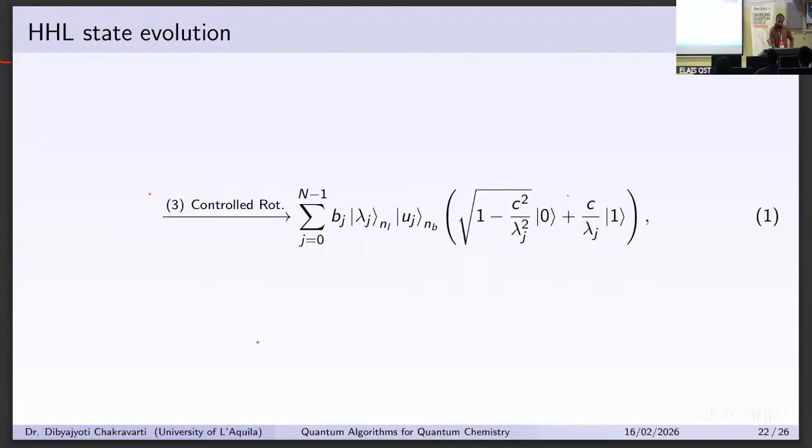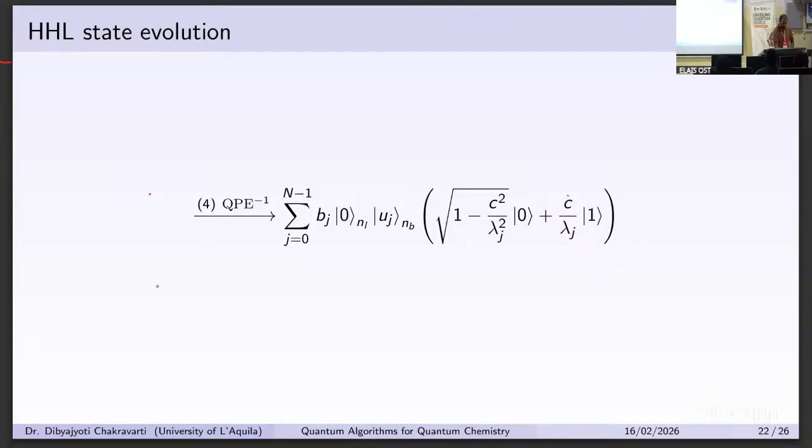The control rotation helped us to do that. We went from lambda to 1 by lambda, and the 1 by lambda value got pushed onto the ancilla register using the same concept as in QP, the phase kickback. And then the QP inverse again brought back the lambda, it emptied the lambda, and again it is initialized to 0.